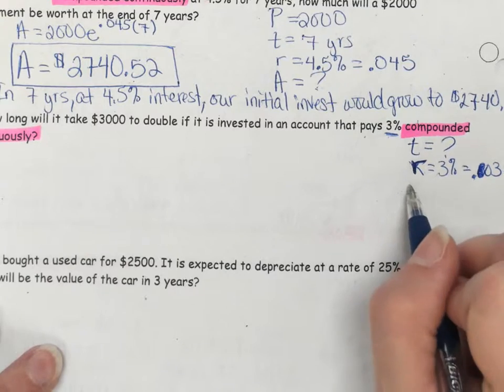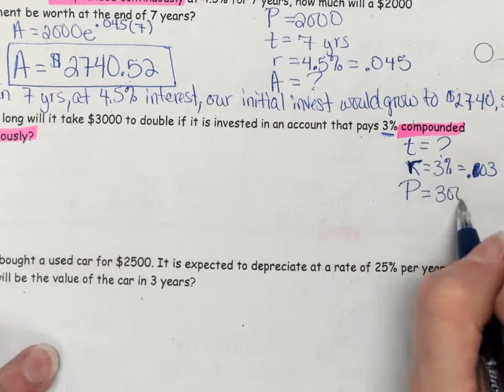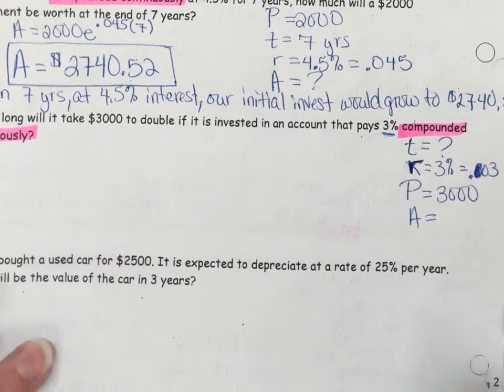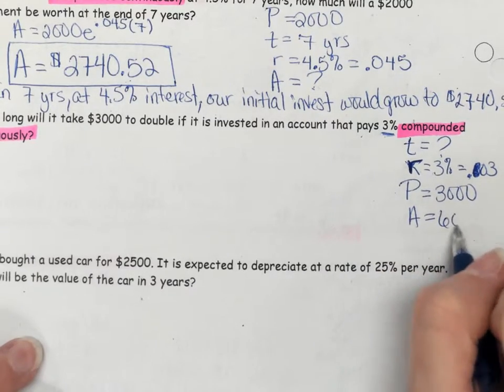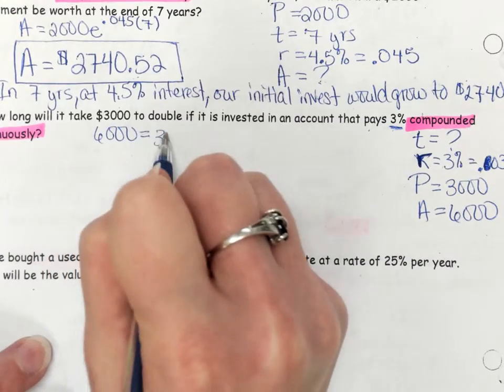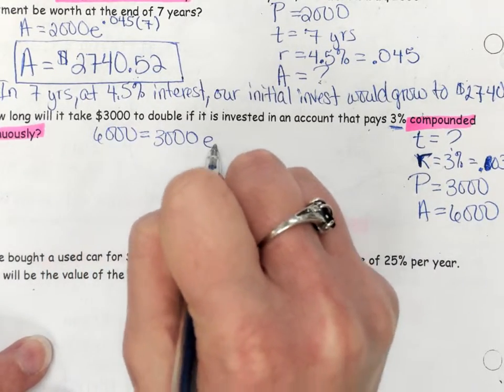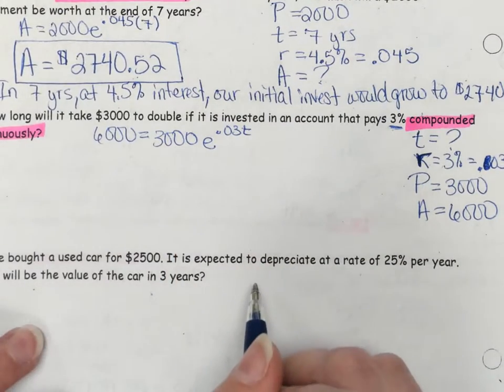All right. What about my initial amount? What's my initial amount? 3,000. And what about my A? What's my A? What's my final amount? How'd you get that? Because it says doubled. Okay, so here we go. 6,000 equals my initial amount, 3,000, and then e to the 0.03t. What do I do first?